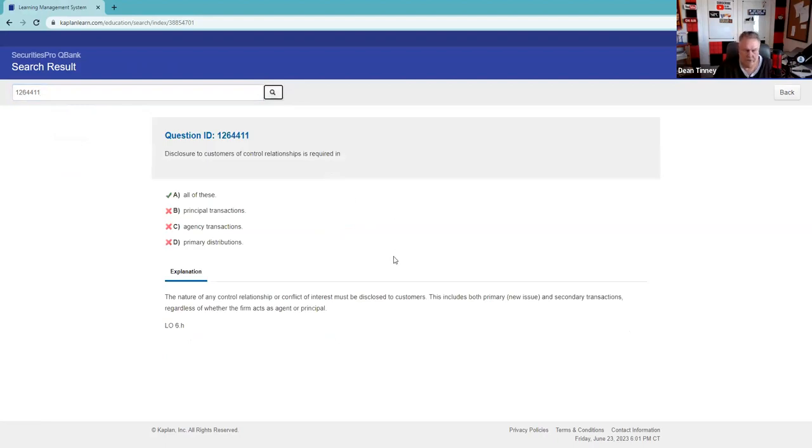Disclosure is a control relationship. A control relationship is like Merrill Lynch being controlled by Bank of America. There's a control relationship between Bank of America and Merrill Lynch. And so now we're asking what disclosures need to be made to a customer of Merrill about that relationship. Do we have to disclose in a principal transaction? What we mean there is if we sell you Bank of America stock, right?